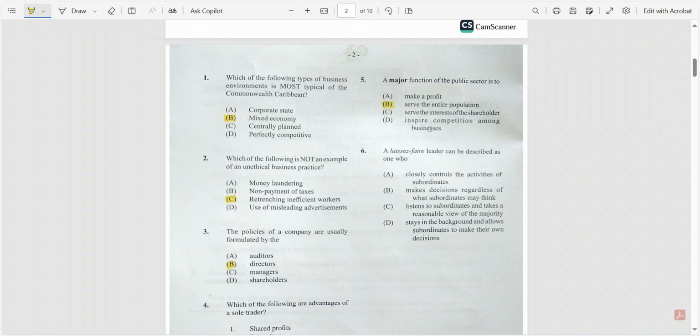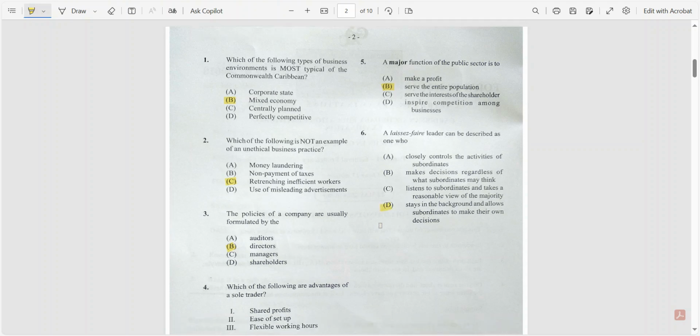A laissez-faire leader can be described as one who A, closely controls the activities of the subordinates, B, makes decisions regardless of what subordinates may think, C, listens to subordinates and takes a reasonable view of the majority, or D, stays in the background and allows subordinates to make their own decisions. The answer is D.